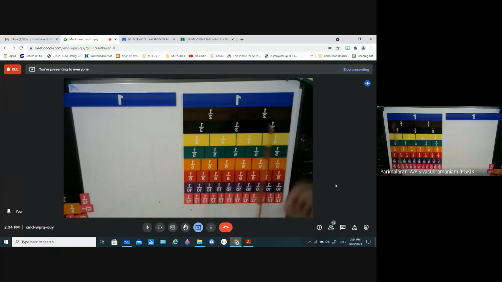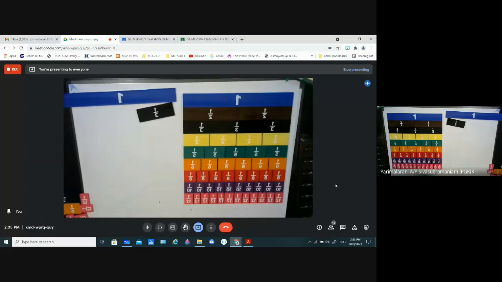Sometimes we have this fraction wall as a concrete material, or we can also have it as a big chart in front of the classroom. If you want to find the equivalent fractions for 1/3, you just need to put a long ruler there. Then the student can look for fractions that are the same size as 1/3. Here we can see that 1/3 is equivalent to 2/6, exactly two parts here, and 4/10.